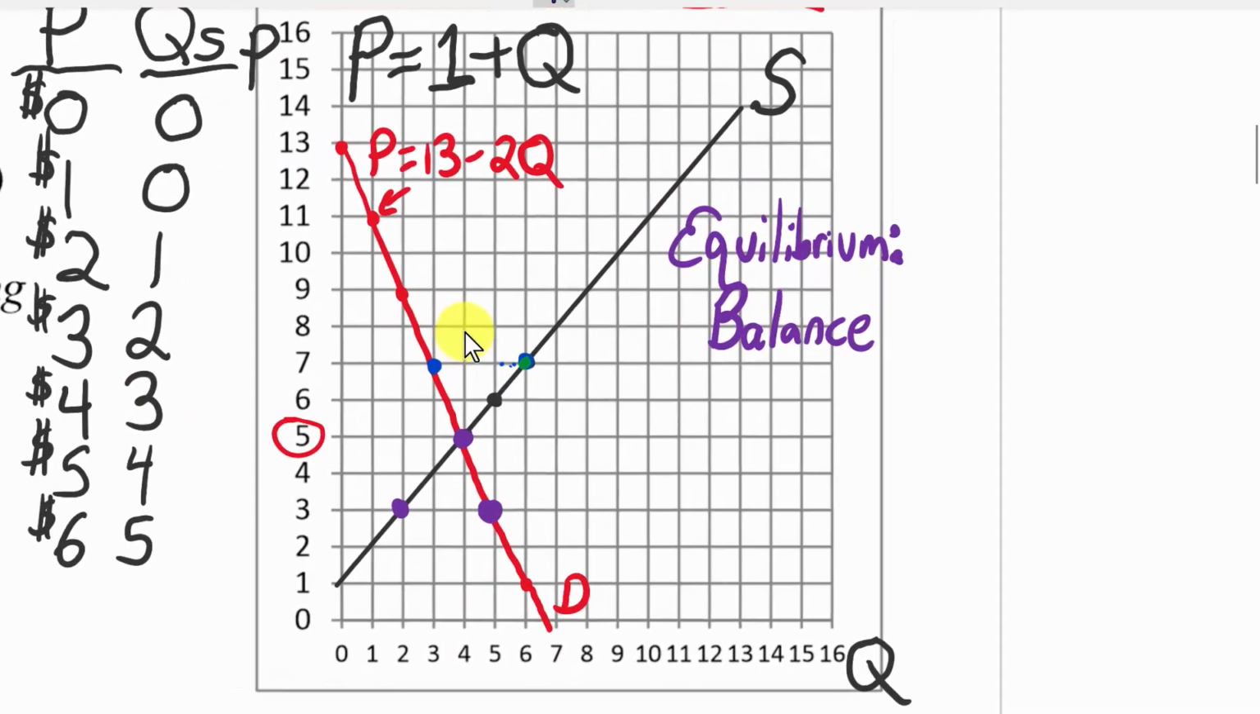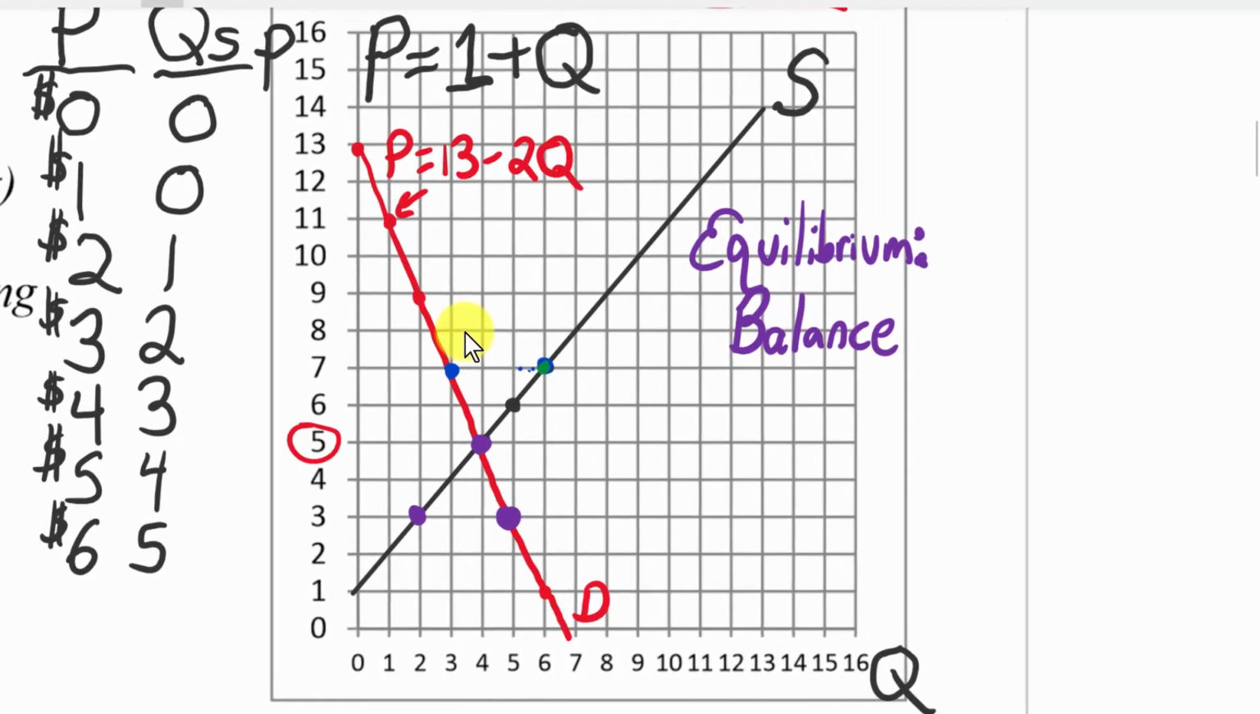So let's go through that example very quickly, and then we'll end this video for today. And then in the next video, we'll do a lot more examples with supply and demand and changing supply and demand and equilibrium. So let's suppose that we're in equilibrium. Everything's fine. Businesses are charging $5 per unit, and people are buying 4 units. Businesses are also producing 4 units.